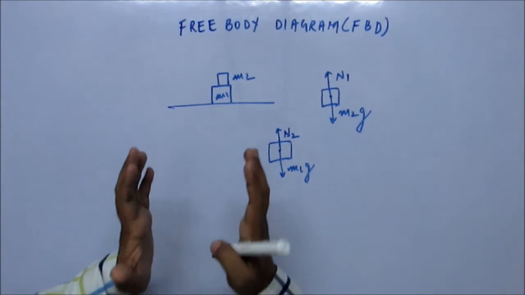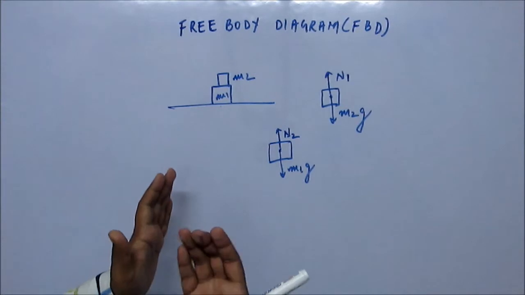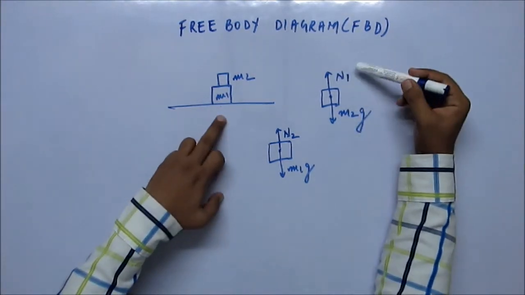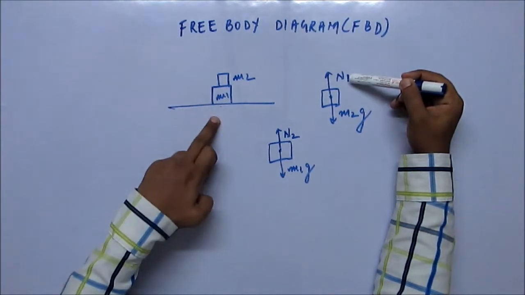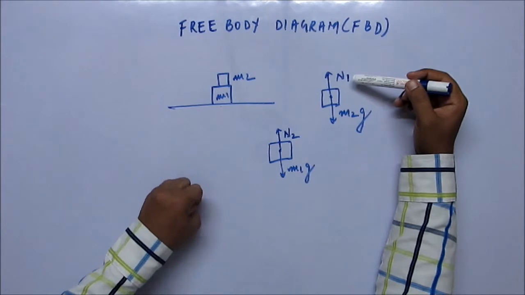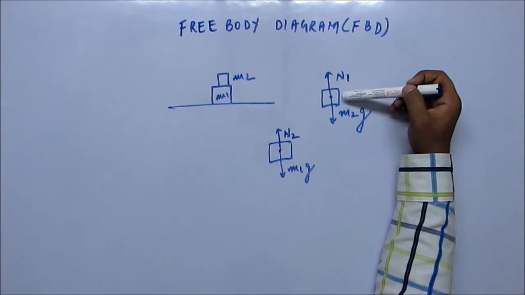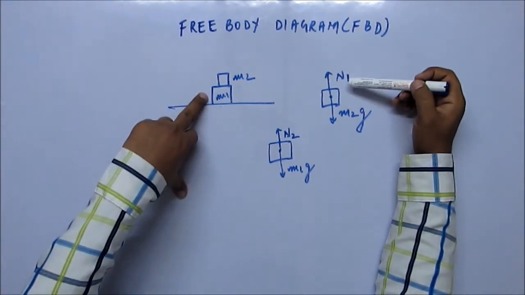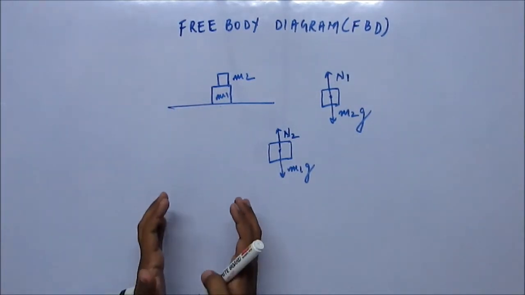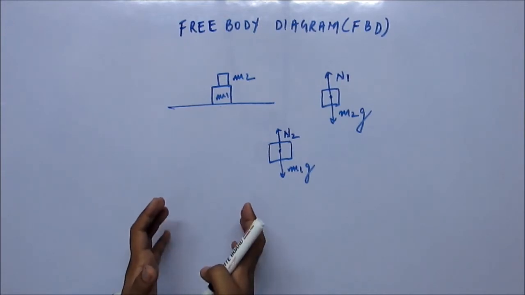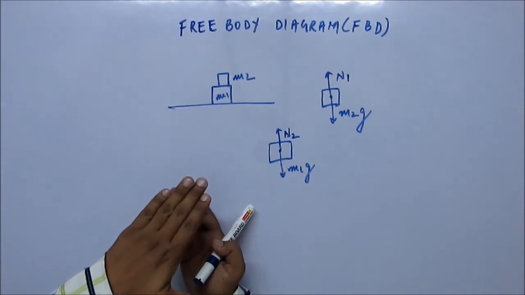Now look, what m2 is doing, m2 is pressing m1. So m1 will press m2 up. This is a normal reaction on m2 by m1. That's why m2 is not coming downward. Gravity is pulling m2 downward and m1 is pushing it upward. So this normal reaction that we have drawn on m2 is caused by m1. At the same time, m2 will be pressing m1. So m2 will also cause some normal force on m1.